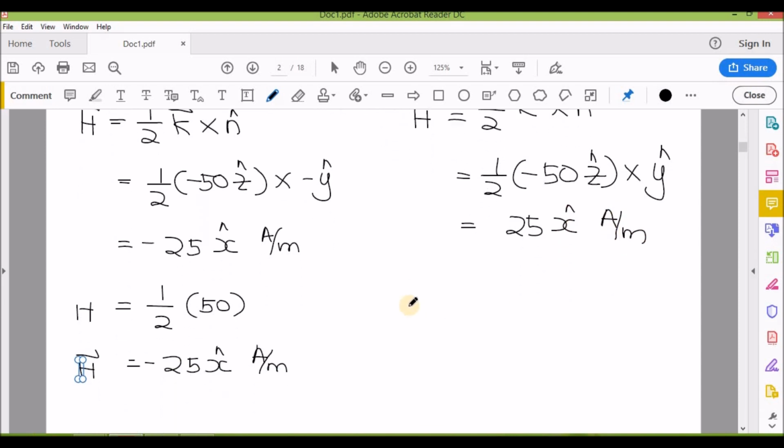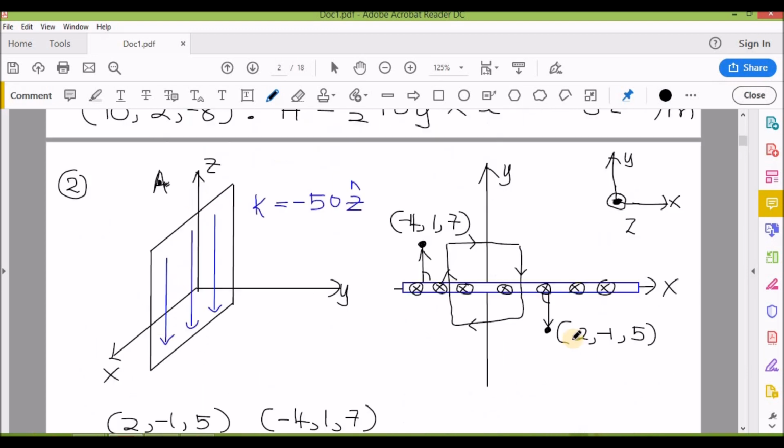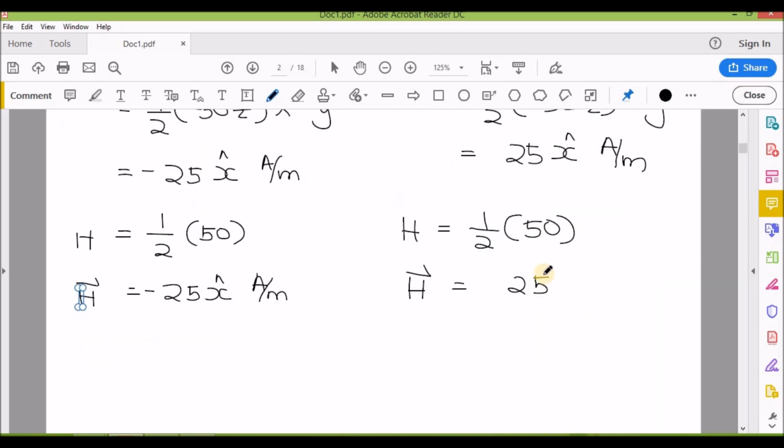Now we will use the second method using our right hand. 1/2, still 50. Don't insert the negative, so the magnitude will be 25. And how about its direction? Above the plane, the direction will be in the positive x direction. So you will get the same answer.